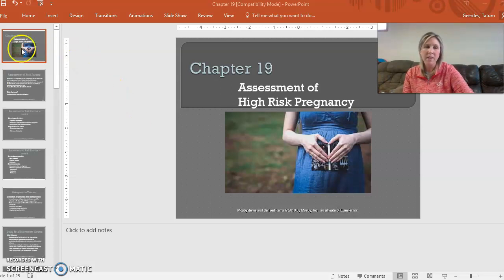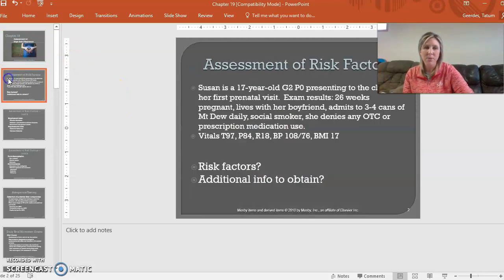So with that, I'd like to move on to slide 2, and let's talk about Susan. So Susan is a 17-year-old G2P0, so gravida 2, para 0, presenting to the clinic for her first prenatal visit. Exam results show that she is 26 weeks pregnant. She lives with her boyfriend. She admits to drinking 3 to 4 cans of Mountain Dew daily. She is a social smoker, and she denies any over-the-counter or prescription medication use.